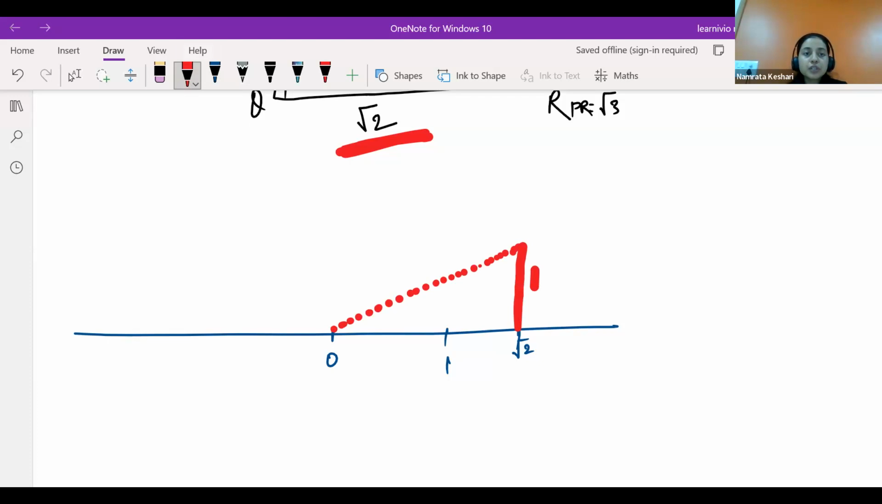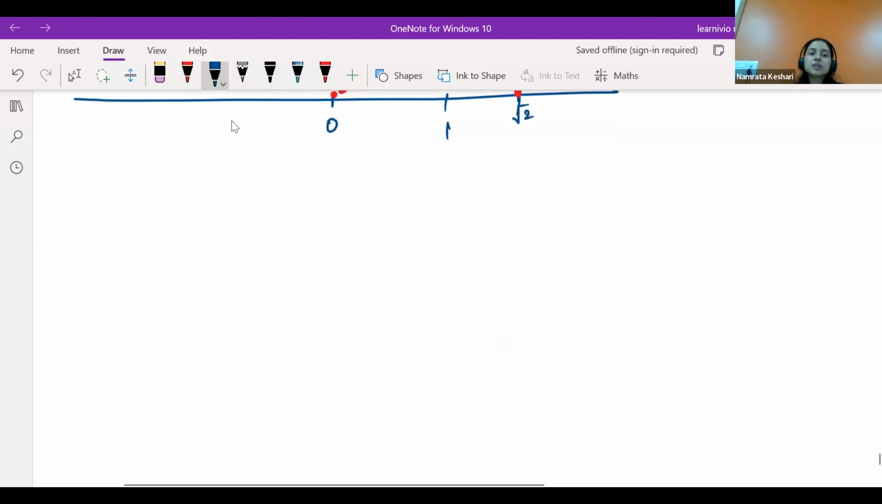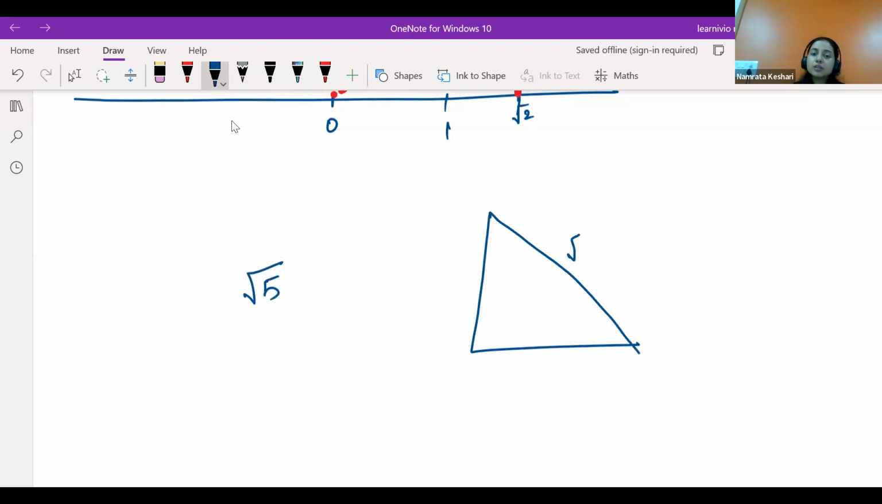Okay, let me check what else was there. For root 5, you can understand. Root 2, root 3, root 5, these questions will be there in your exam. So root 5, again you think about it. This hypotenuse, we want it to be root 5. So what can be taken as a base, and what can be taken as a height? Who will say?